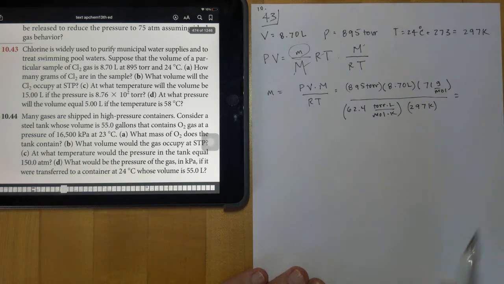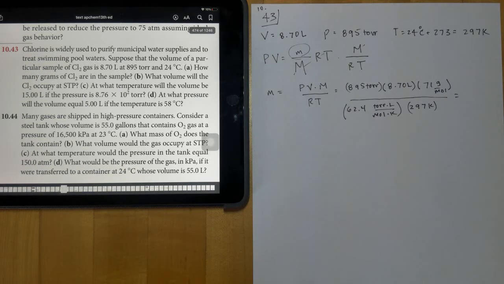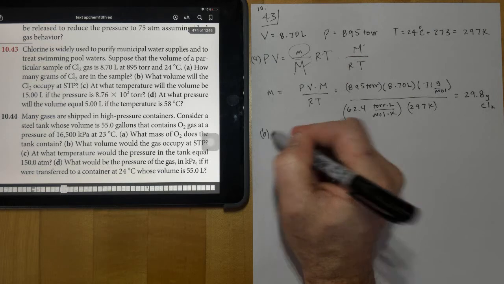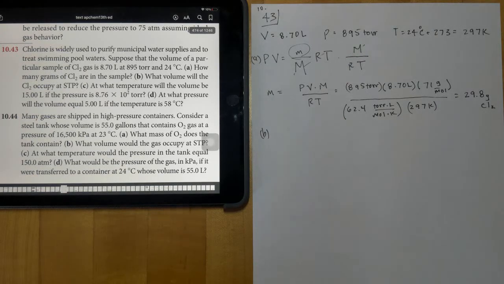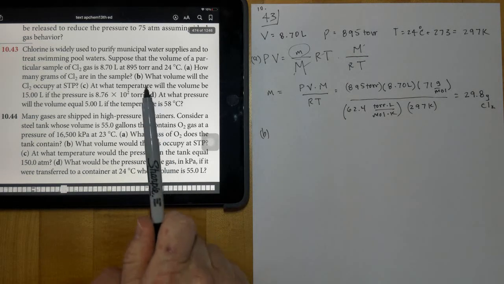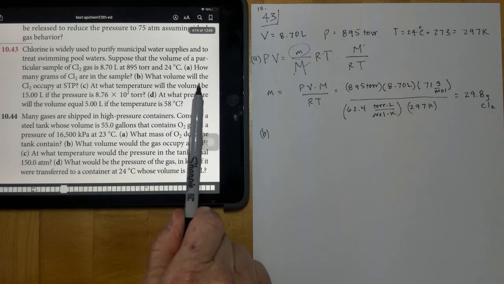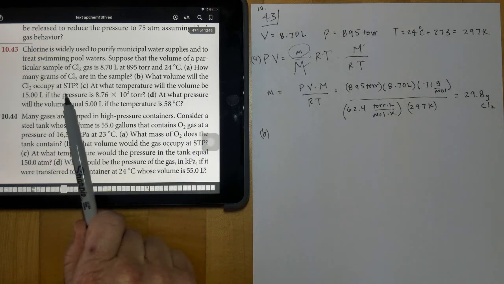All right, lots of things to stuff into your calculator there. And then once you run that all together, I believe you end up with approximately 29.8 grams of chlorine gas. So that's part A. Now part B, they want you to do a lot of initial and final condition types of pieces. So it says, what volume will the chlorine occupy at STP?